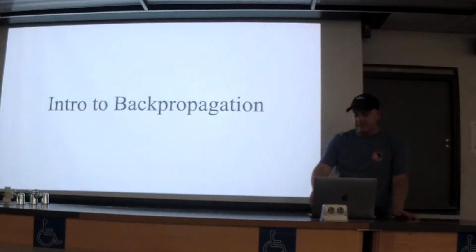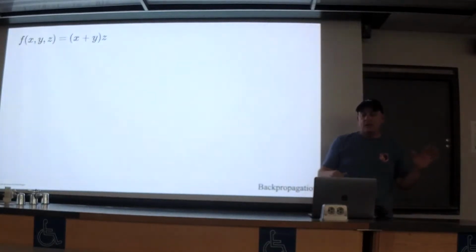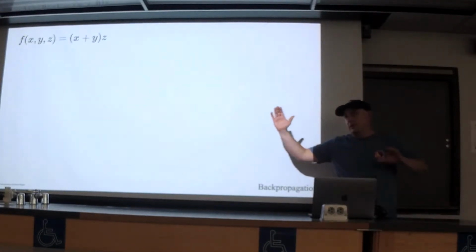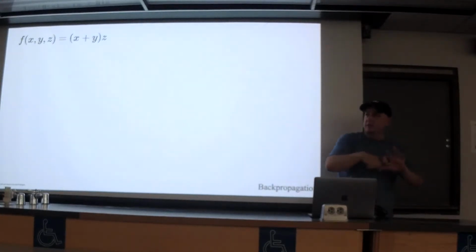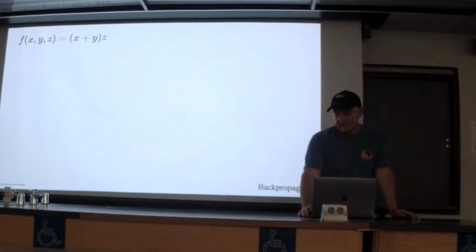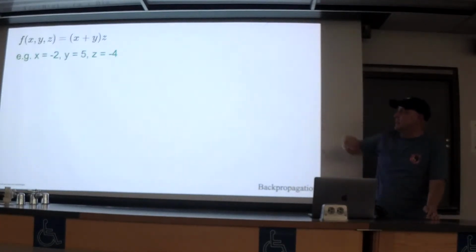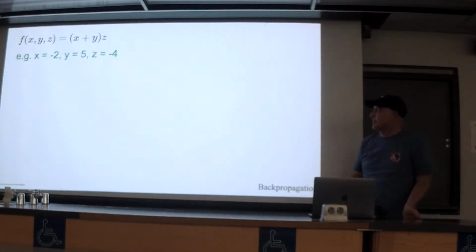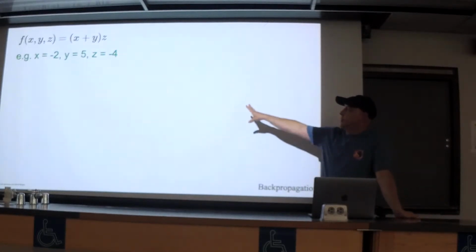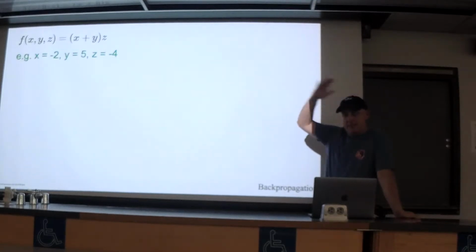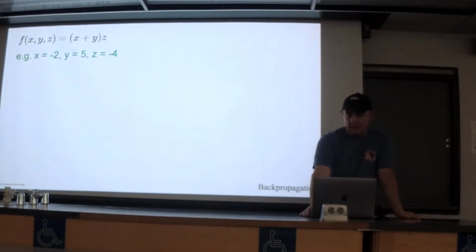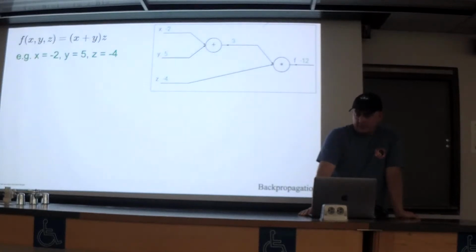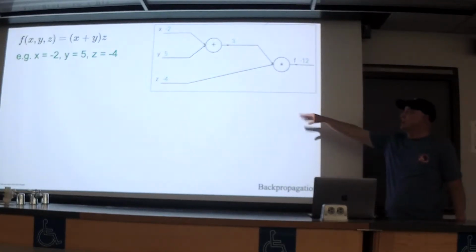So what is it? Well, basically, it's just a way of taking your computational graphs and keeping track of things as you work from the output back to the input in terms of computing gradients. So here's a very simple function of three variables, x, y, and z. Let's assume that right now we're at the point x equals -2, y equals 5, and z equals -4.